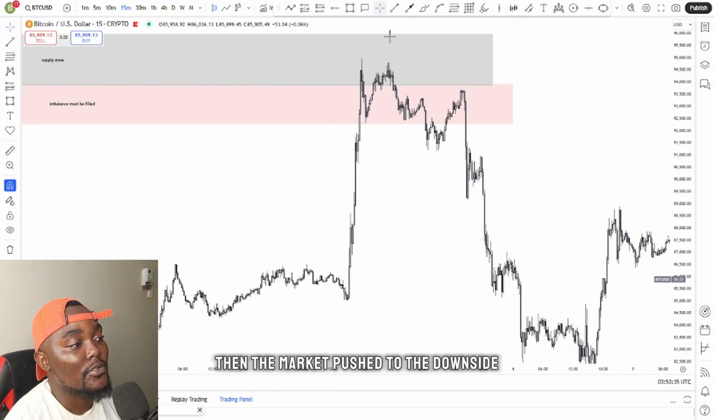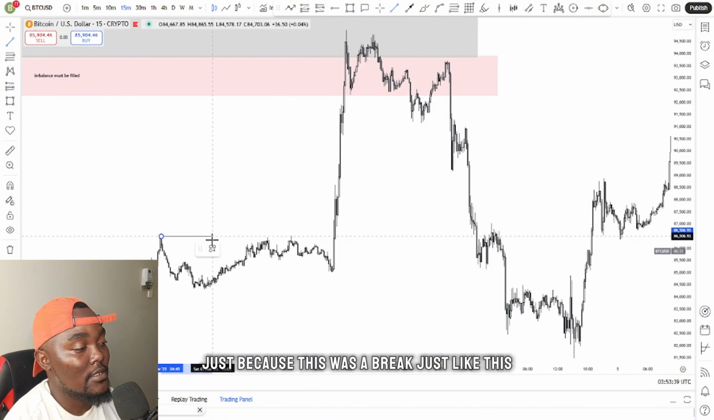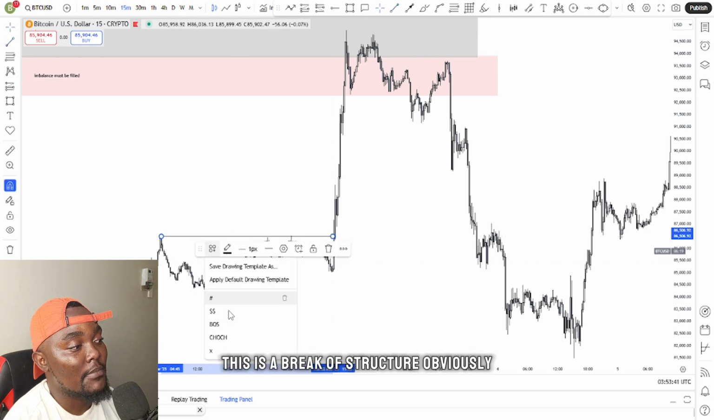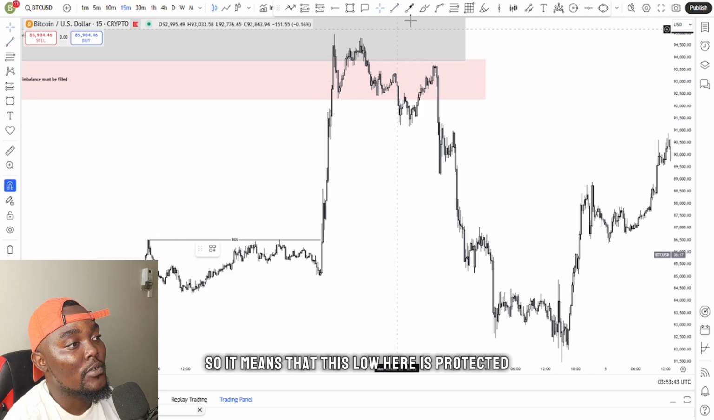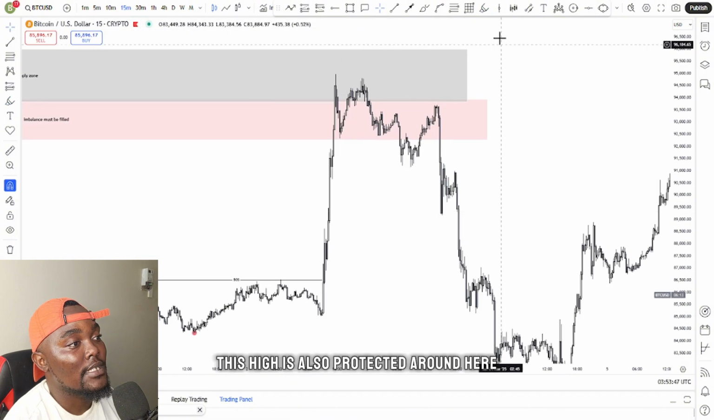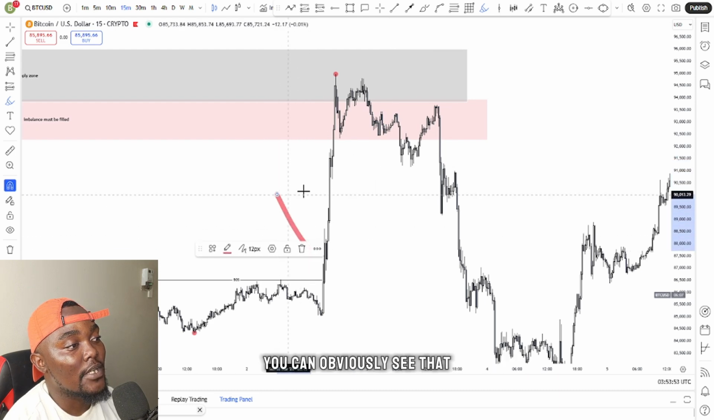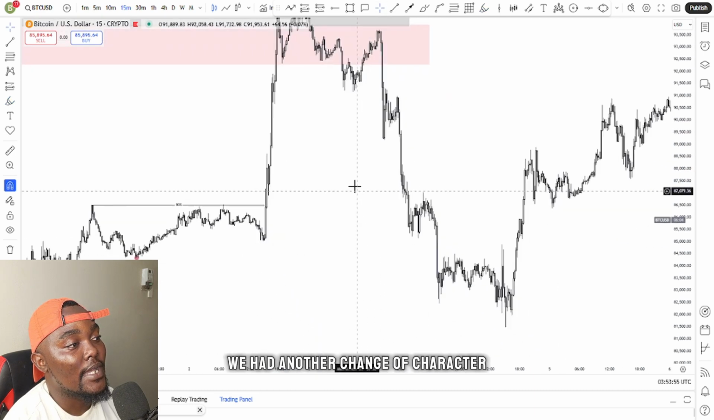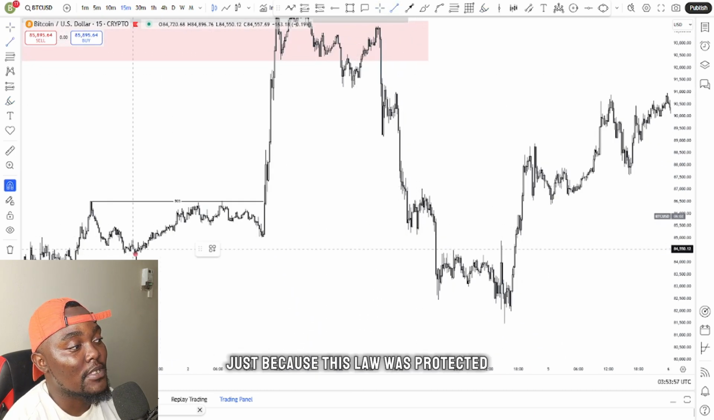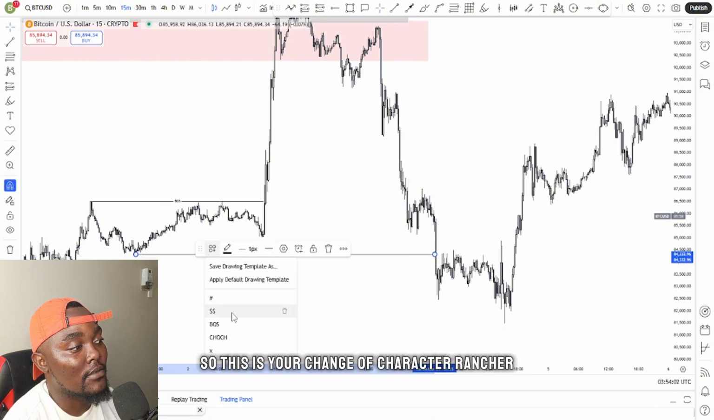Then the market pushed to the downside to take out this low here, just because this was a break, just like this. This is a break of structure, obviously. So it means that this low here is protected. This low is protected. This high is also protected around here. So now we are looking at the overall structure. You can obviously see that we had another change of character just because this low was protected. So this is your change of character around here.